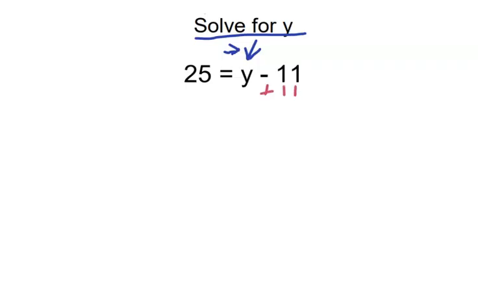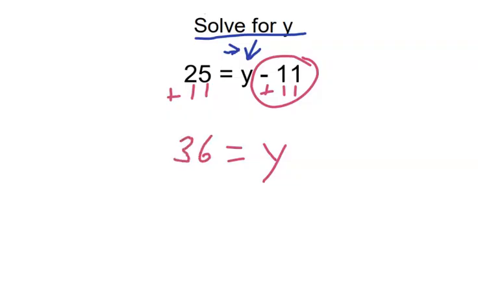And whatever you do to one side, you have to do it to the other side. Okay, so if you look at this, we have a negative 11 and a positive 11. So the only thing left on this side is y. 25 plus 11 is 36. So 36 equals y, or you can just rewrite it y equals 36. That's all you have to do to solve for y.